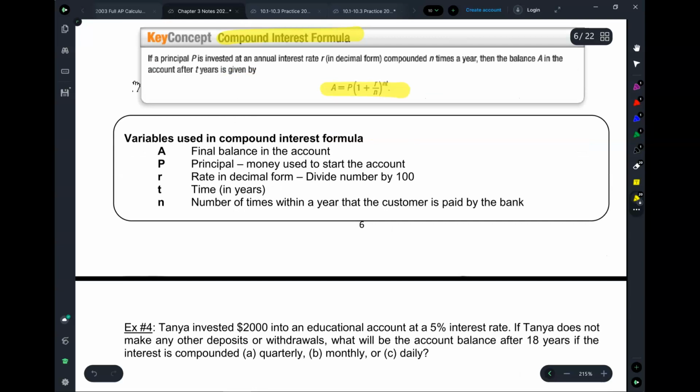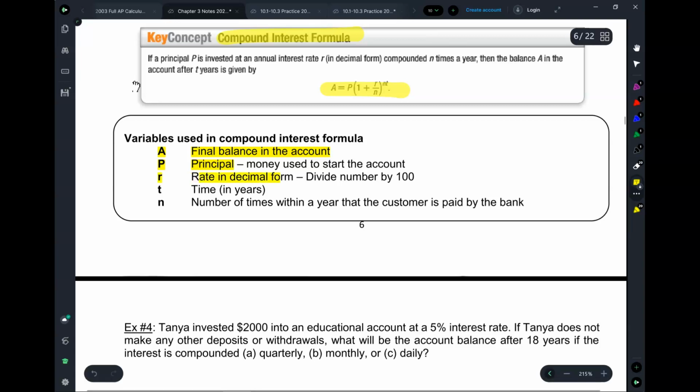Here are the variables used in the compound interest formula. A is the final balance in your account, so when you get your statement, how much money you have in the account at that time. P is the principal. That's the money you go to the bank with, how much money you had in your pocket to invest. So it's the initial amount.